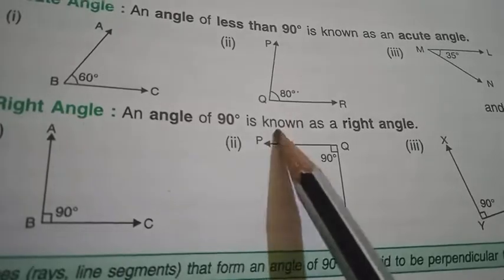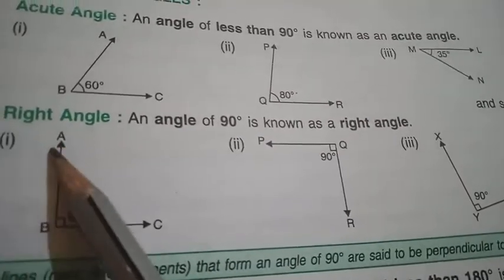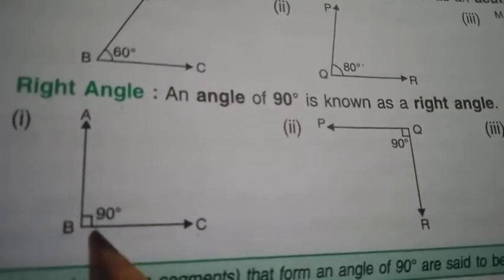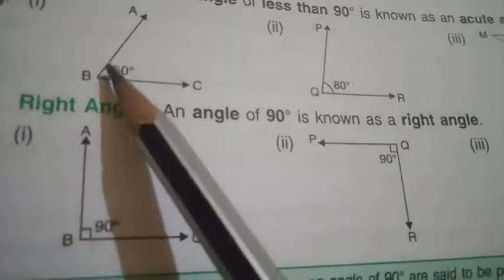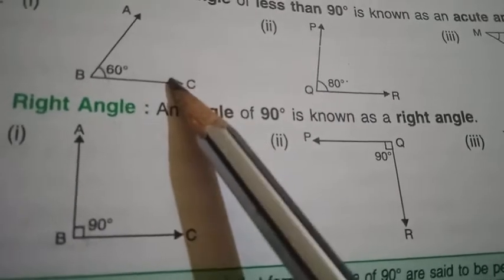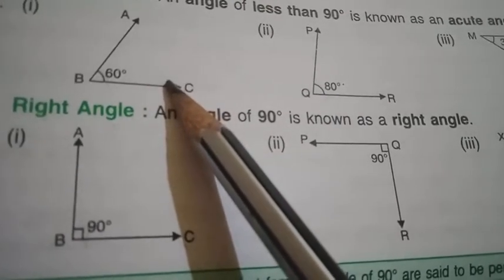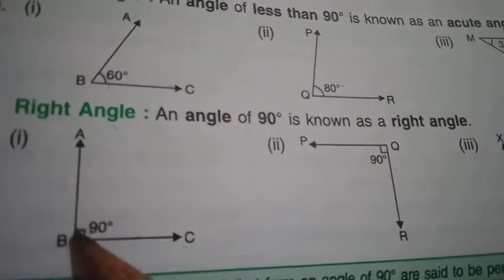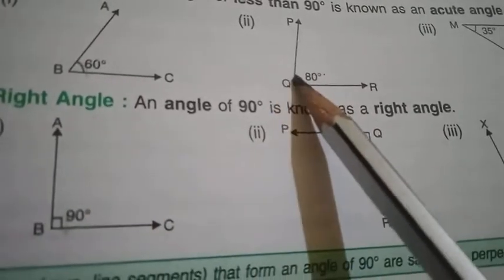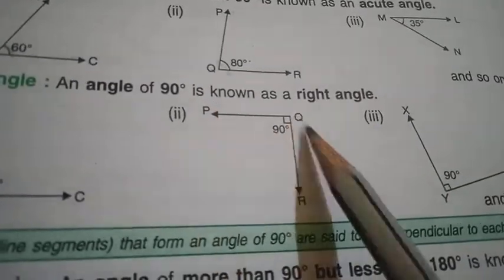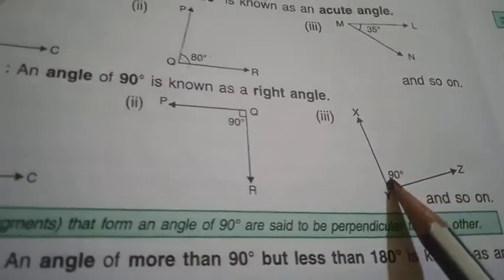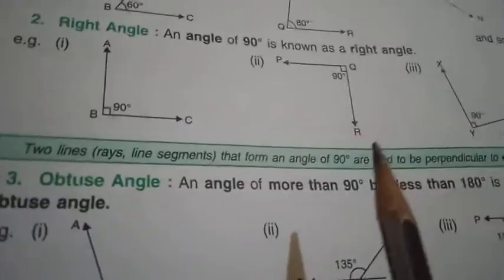So an angle of 90 degree is known as right angle. So you can see the way it is displayed. Angle A, B, C. So always 90 degree is shown with a square symbol. Here you can see a curve symbol. So that is the difference between the normal measurement of angles and 90 degree. For 90 degree specially we use square, and here curve. You can see curve here also. Angle PQR is equal to 90 degree. Angle XYZ is equal to 90 degree.